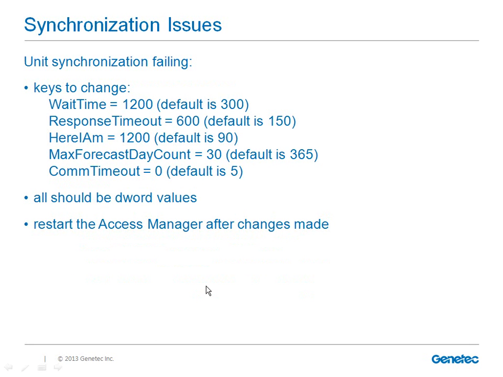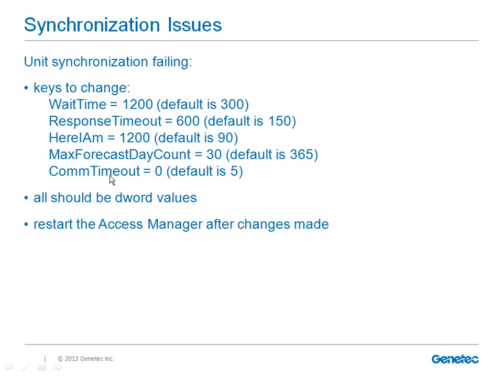The keys to change or to add in there, the first one is wait time, and set that to 1200. By default it's set to 300. We also have the response timeout, set that to 600, whereas the default is 150. Now our typical default for the here I am value is 90. You'll want to try 1200 if you're having this problem. And the next key is the max forecast day count. Set that to 30, whereas the default is 365.